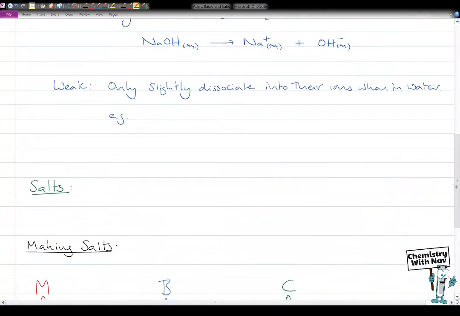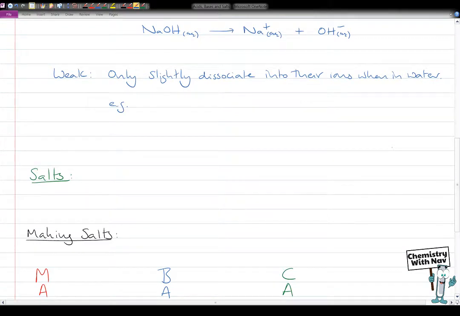But with a weak base, these only slightly dissociate into their ions. The major example that we have is ammonia, and when this dissociates, we have to dissociate it in the presence of water so that we get the ammonium ion and the hydroxide ion.